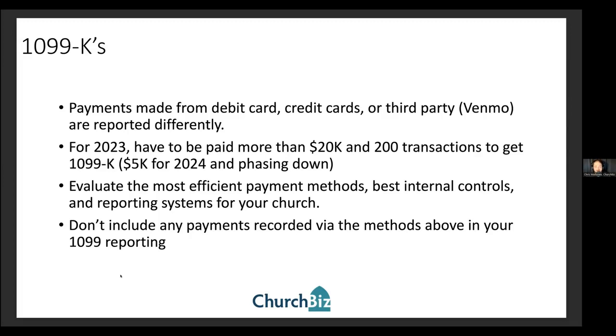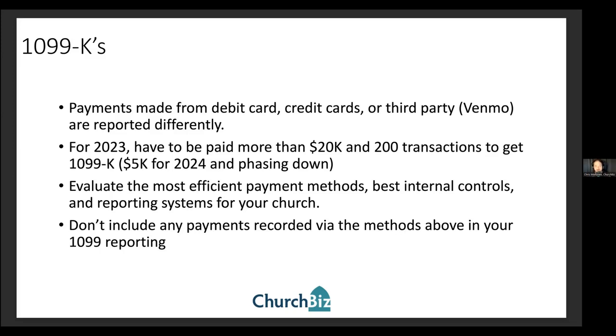The IRS had talked about phasing this down to $600 a couple years ago, and they got so much pushback that they delayed it, and then they delayed it again. And as it stands right now, they are going to phase it down to $5,000 paid for services or sale of personal property, which will be issued a 1099K if it's paid through one of these methods on the slide for tax year 2024.